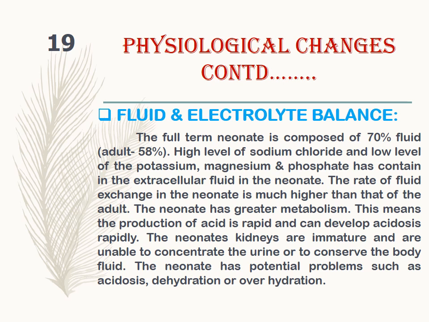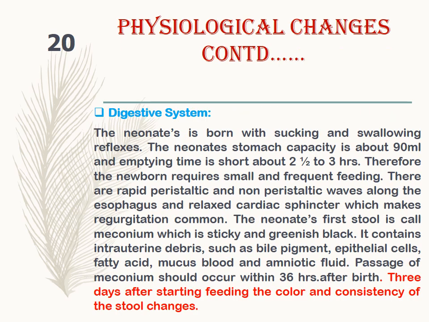The neonate has greater metabolism. This means the production of acid is rapid and acidosis can develop rapidly. The neonate's kidneys are immature and are unable to concentrate the urine or to conserve body fluids. The neonate has the potential to develop problems such as acidosis, dehydration, or overhydration.